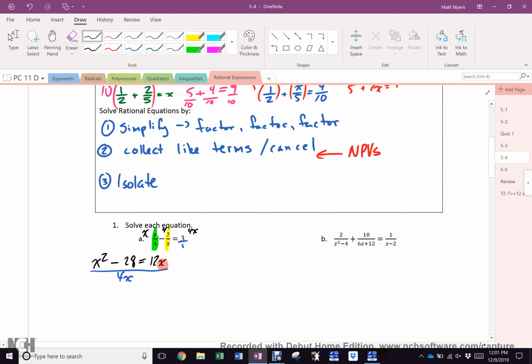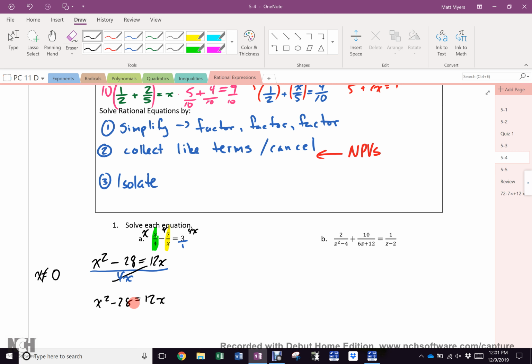Now, is everything over the same denominator? Do we need the denominator anymore? No. So we can get rid of it, except what must we do? We got to do our NPVs. What can x not equal? 0. Now we can carry on. We don't need it anymore. X squared minus 28 equals 12x. What does that look like to you? Even if you didn't know what to do right now, you should see something there. What is it? It's a quadratic equation, isn't it? What would we do with that? Factor it to find the roots, because that's what x equals.